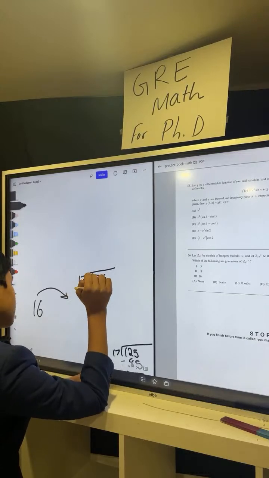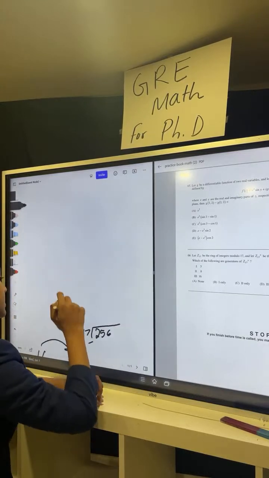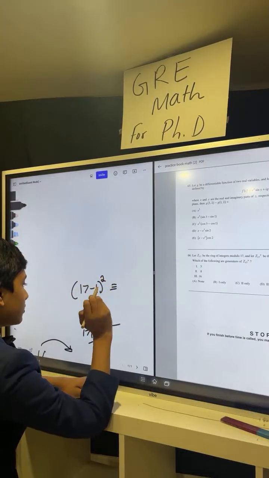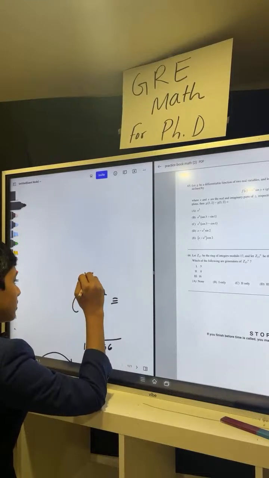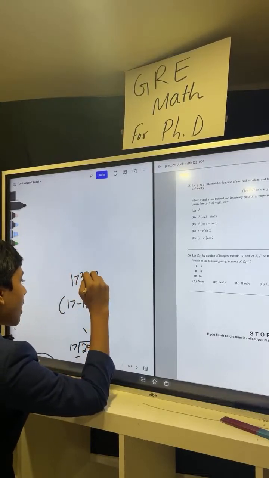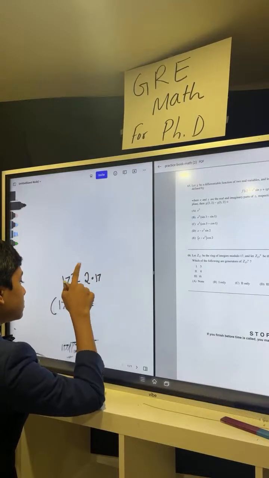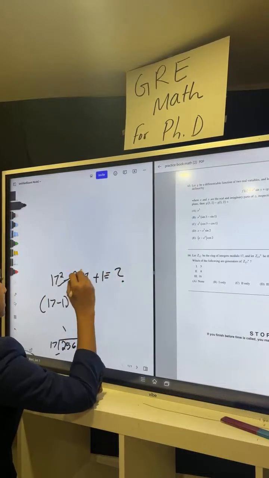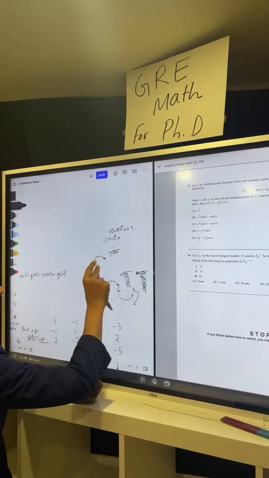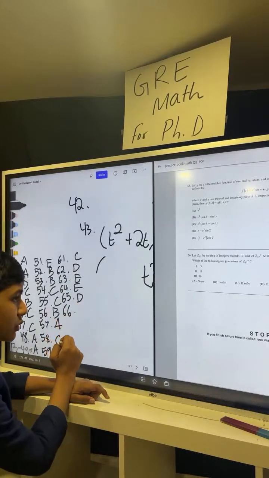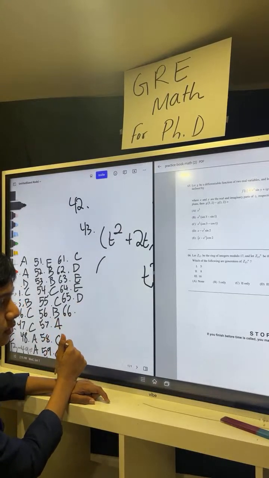So, I mean, 17 minus 1 squared is congruent to what mod 17? 17 squared minus 2 times 17 plus 1 is congruent to 1. Yeah, so 16 is not a generator. It's just going to be 1 and 2, right?